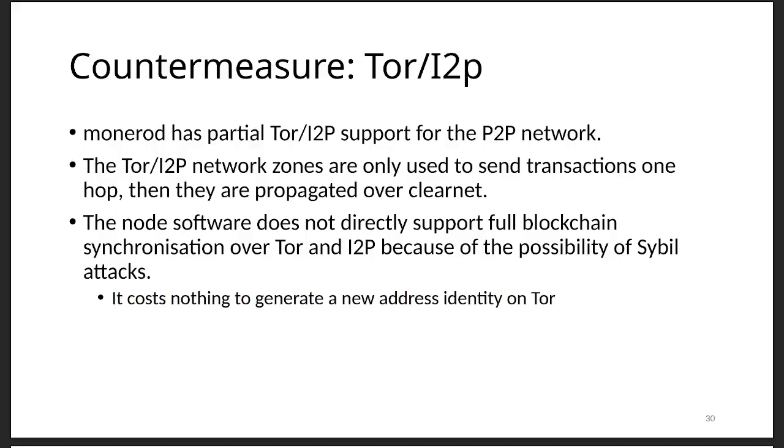Another countermeasure to spy nodes is an anonymity network like Tor or I2P. The Monero node software has partial Tor and I2P support for the peer-to-peer network. The Tor and I2P network zones are only used to send transactions one hop, then they are propagated over ClearNet. The node software does not directly support full blockchain synchronization over Tor and I2P because of the possibility of Sybil attacks. It costs nothing to generate a new address identity on Tor. A malicious party could generate a large number of addresses and execute network partitioning and eclipse attacks.